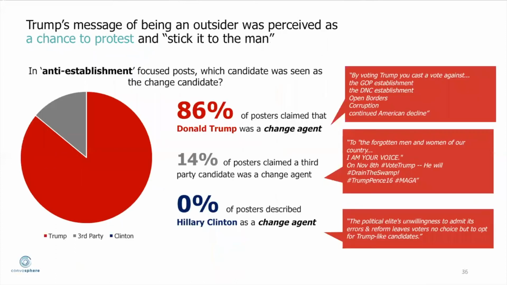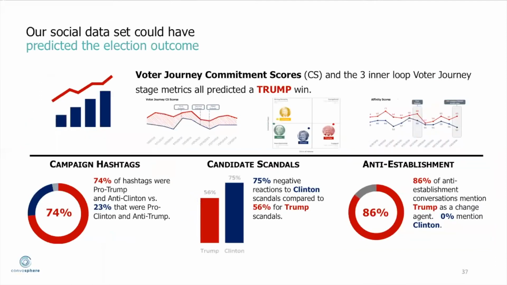So in this category of anti-establishment, we checked which candidate was most mentioned. Turned out that Trump was mentioned in 86% of posts, whereas no one mentioned Clinton in the context of change. So Clinton was representing the status quo, and the situation in the US is that people did not want the status quo. So to wrap things up, the US elections were unlike anything we've seen before.